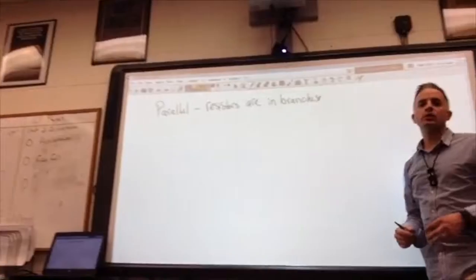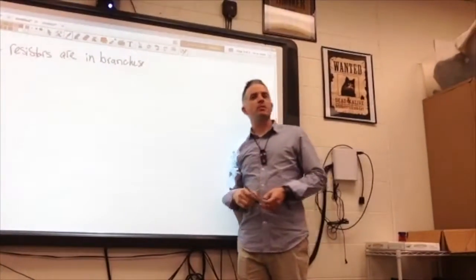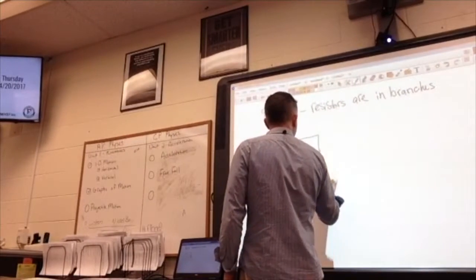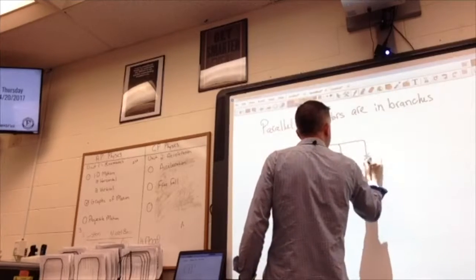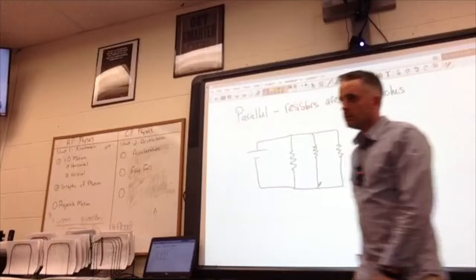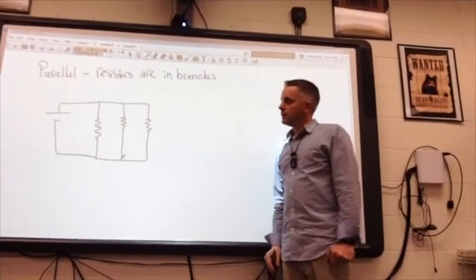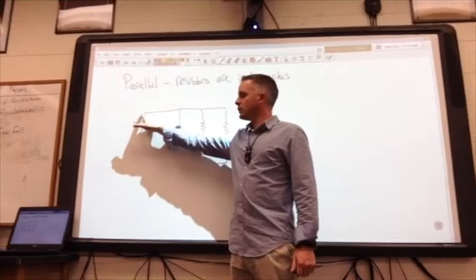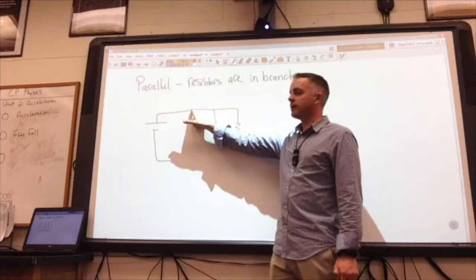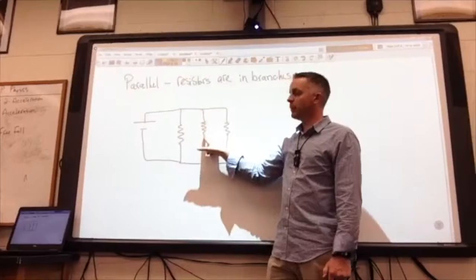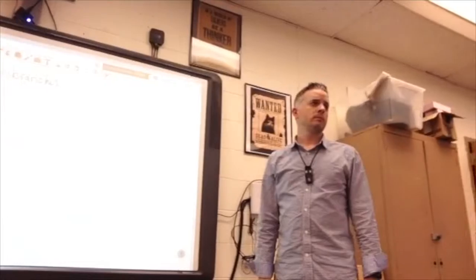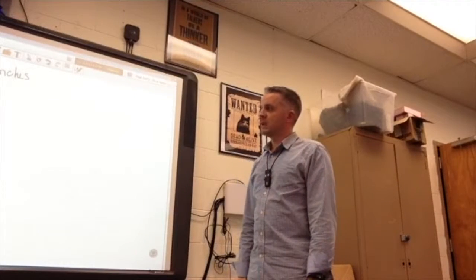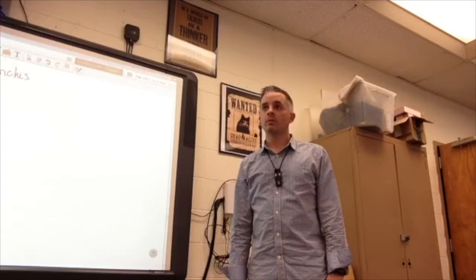In a parallel circuit, your resistors could be connected in separate branches. So in this case, electricity comes out. It's going to hit a fork in the road. Some will go here, some will go there, some will go to the other one. Okay? Pretty obvious the difference between the two, right?